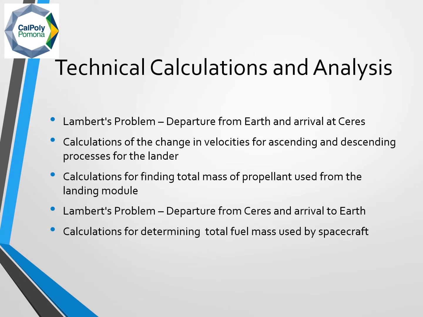To conclude our method of technical calculations and analysis, we used Lambert's problem for departing from Earth and arrival at Ceres, as well as departing from Ceres and arrival at Earth. The calculations for finding the change in velocities for ascending and descending the lander on Ceres helped find the total mass of propellant used from the landing module and the total fuel mass used up by the spacecraft.